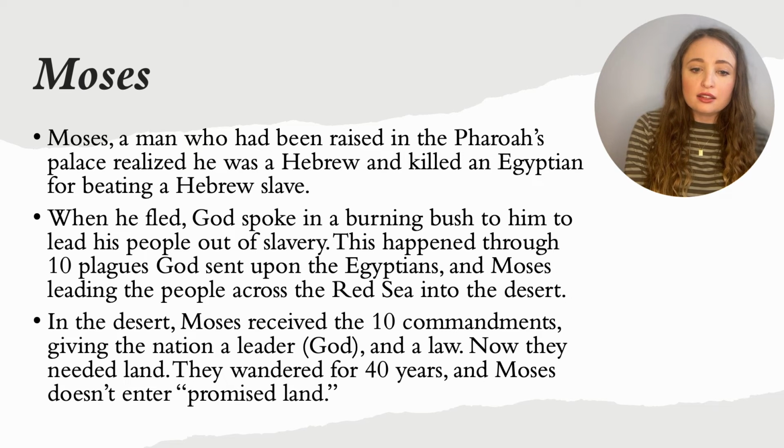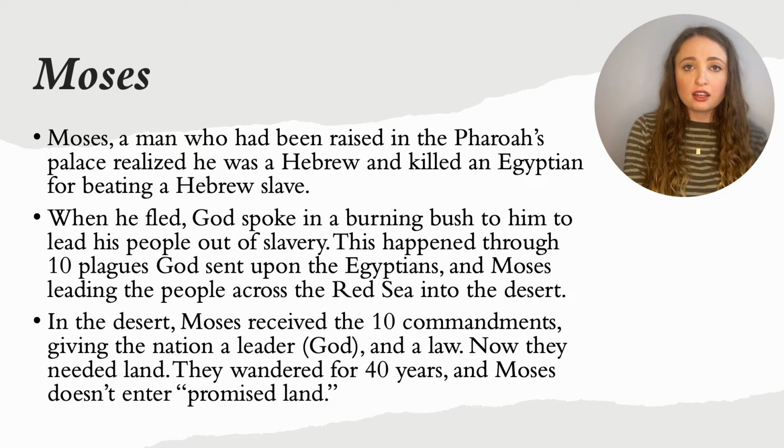And so it was then in the desert that Moses receives the 10 Commandments from God, and the nation of Israel is given a leader. First and foremost, the leader is God, but then also Moses is a leader to the people, and the people are given a law through this. They're given a rule of life, a way that they should live. But then they needed land to fulfill that promise that God had given Abraham. And so they wandered for many, many years, for 40 years, and Moses actually never got to live in the promised land.